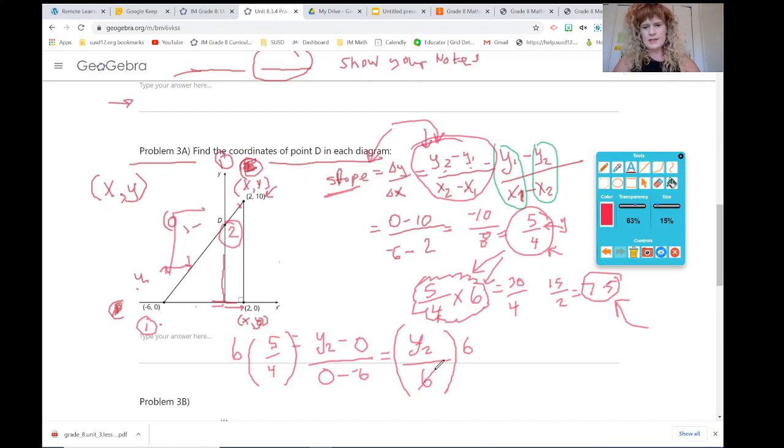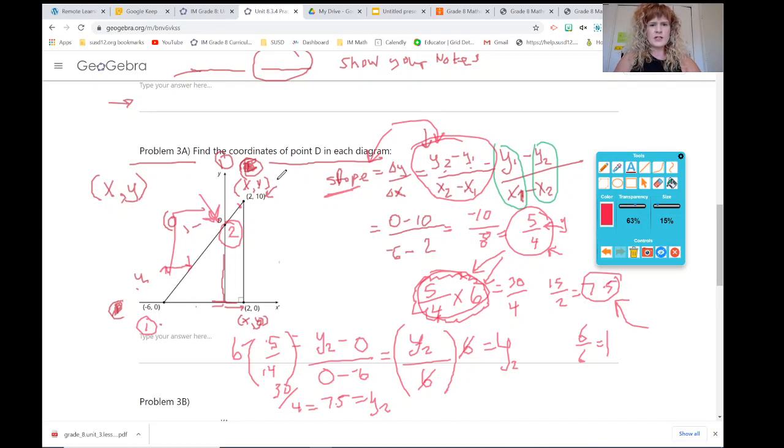And then this 6 in the denominator cancels out with the 6 in the numerator, because 6 divided by 6 equals 1. So 1 times y is the same as y. And remember, this is y2. And then over here, do the math. 6 times 5 divided by 4. That's exactly what I started with when I did it in my head. 6 times 5 divided by 4 is 30/4, which reduces to 7.5. So that's my y2, the y coordinate of point D.